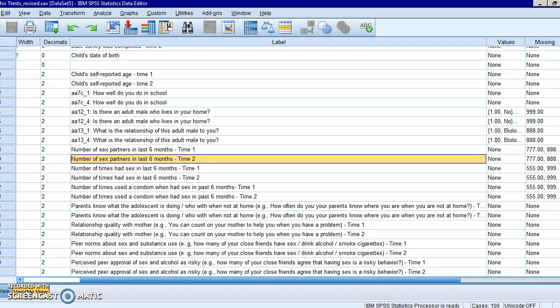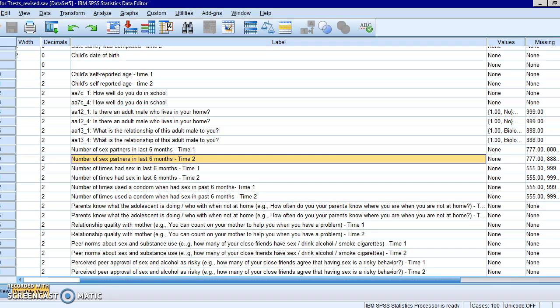So my research question for the dependent t-test is: are there differences in time 1, pre-intervention, and time 2, post-intervention, for the number of sex partners participants had during the past 6 months? This data set is from Keeping It Real, and this is the revised data set that has a little bit more questions added to it.